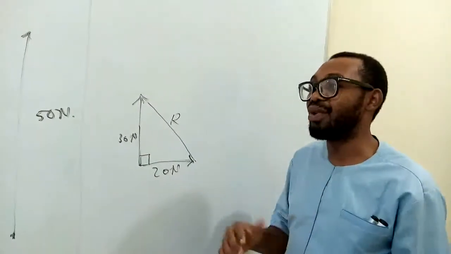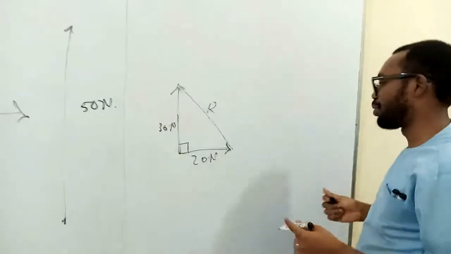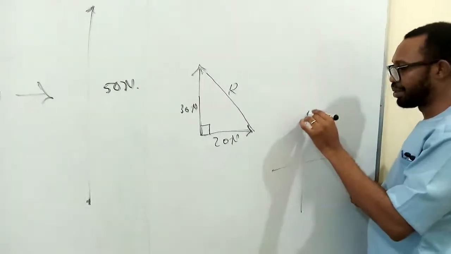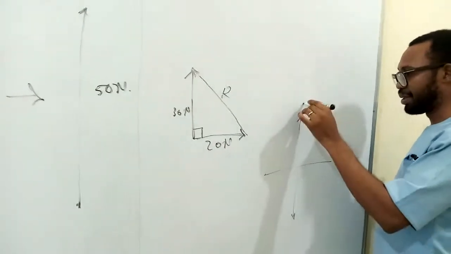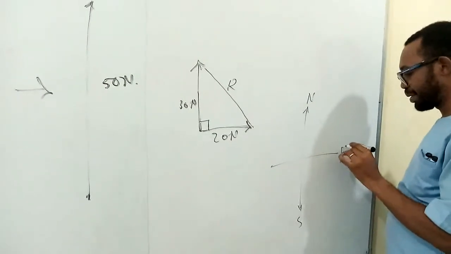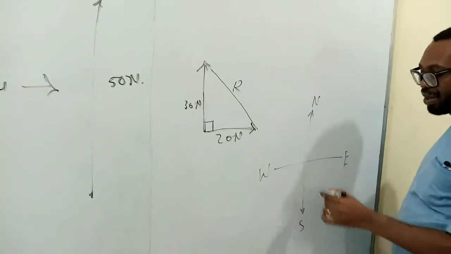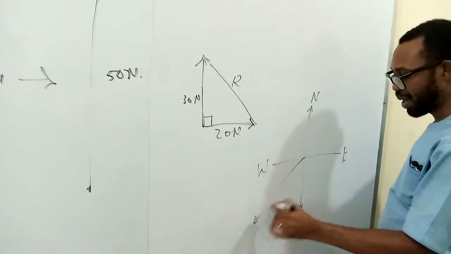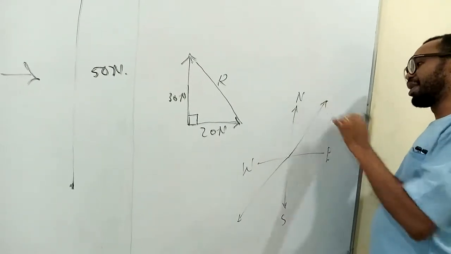Don't forget, in representing vectors, I told you last week that you must be able to draw the compass, right? To define the direction of vectors. This is the north pole, this is the south pole, this is the east, and this is the west. So you can represent any vector, maybe southwest, you see it? Southwest, or northeast.